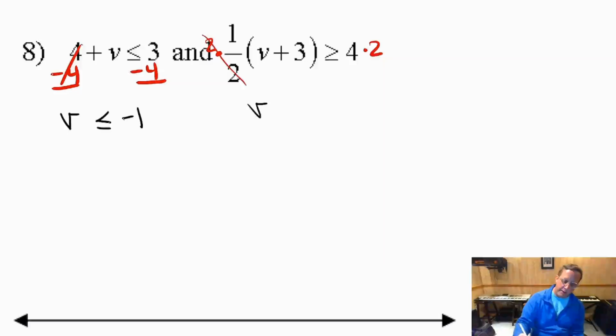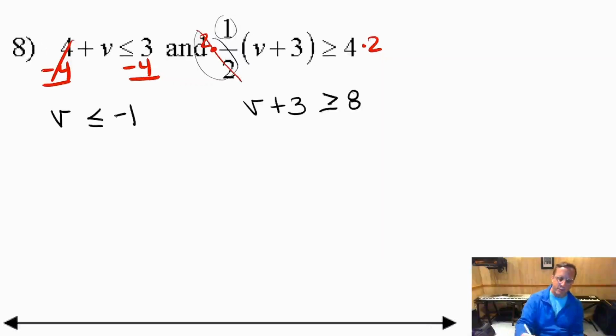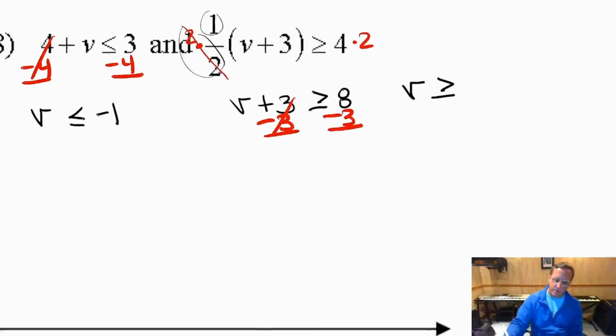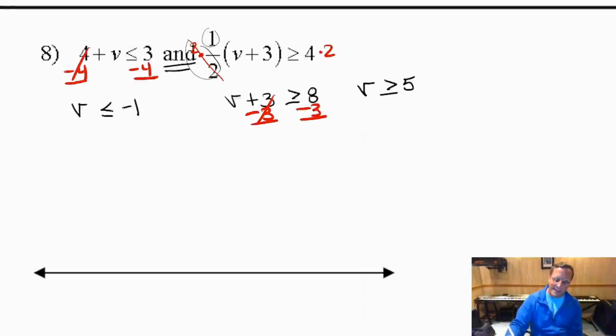I'm going to rewrite it. So now I've got v plus 3, because that's just 1, is greater than or equal to 8. Subtract 3 from both sides. Subtract 3, and you get v is greater than or equal to 5. And this is an and inequality.